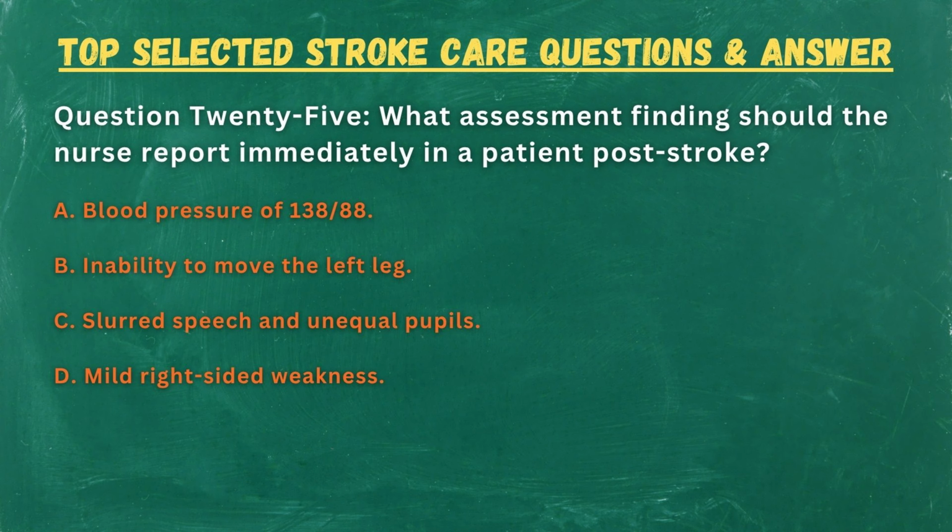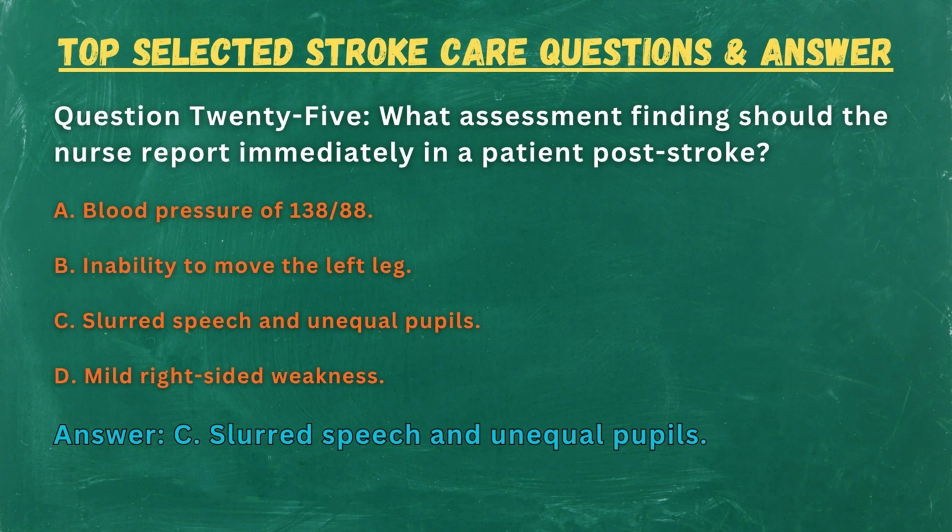Question 25. What assessment findings should the nurse report immediately in a patient post-stroke? A. Blood pressure of 138/88. B. Inability to move the left leg. C. Slurred speech and unequal pupils. D. Mild right-sided weakness. Answer: C. Slurred speech and unequal pupils.